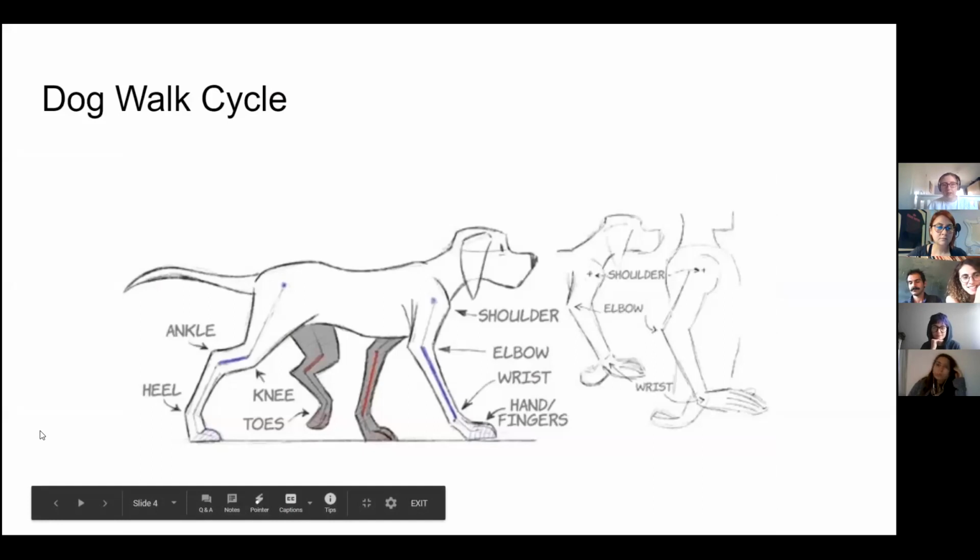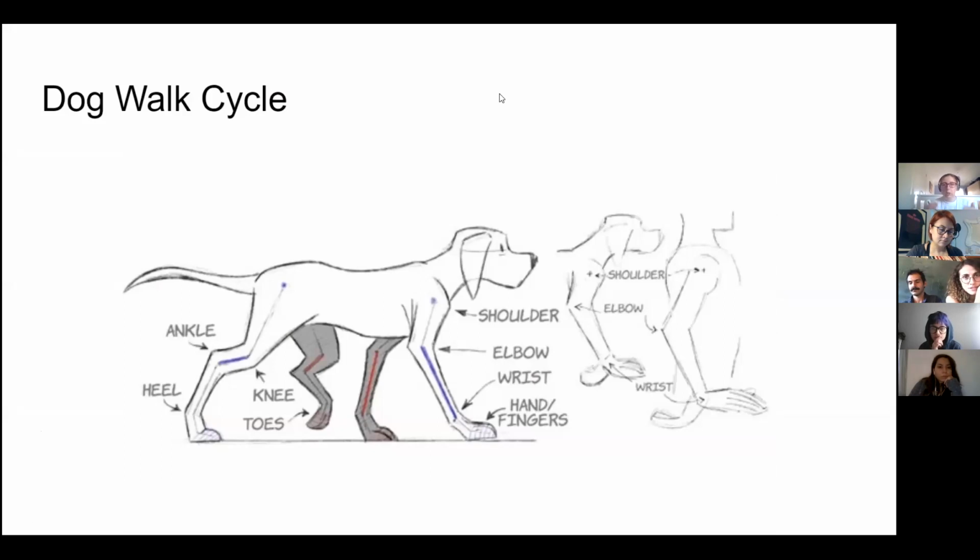So for the walk, for the dog walk cycle, or this will apply to any animal because they all move the same.